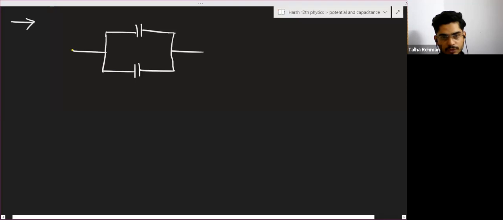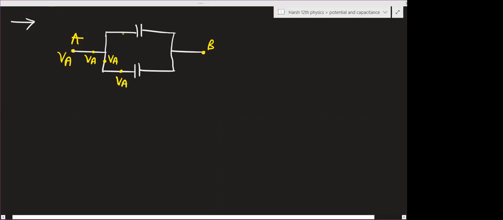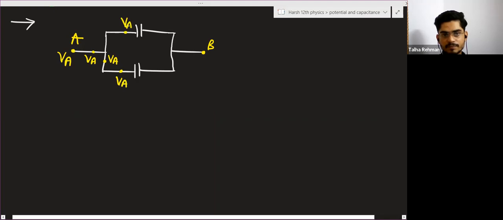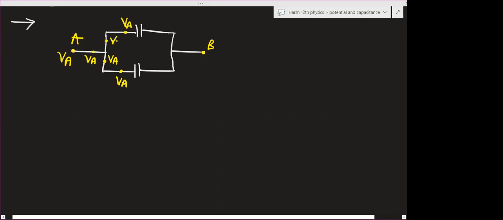I have told you, take this point as A, this is point B. If you are moving from here to here, in this direction, what is the potential here? VA. Here is potential VA, and here also, because there is no capacitor or resistor in the path, the potential is VA. So here also the potential is VA, and the potential on the cross side will be VB.